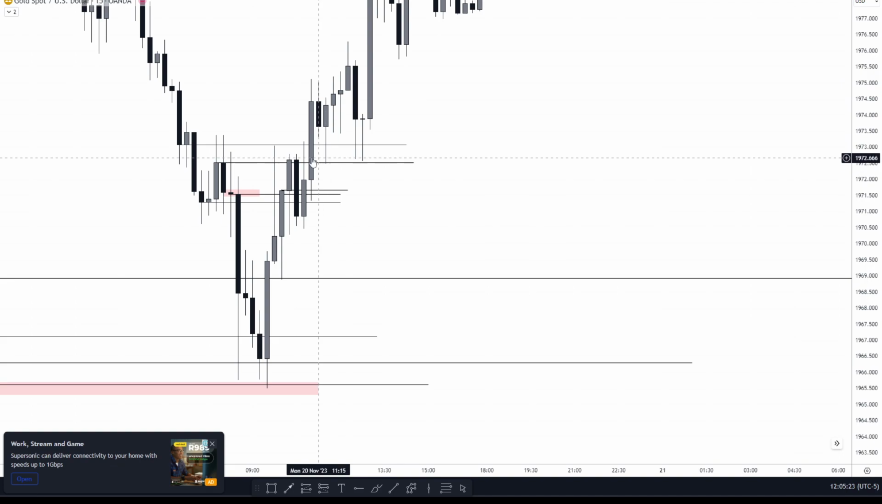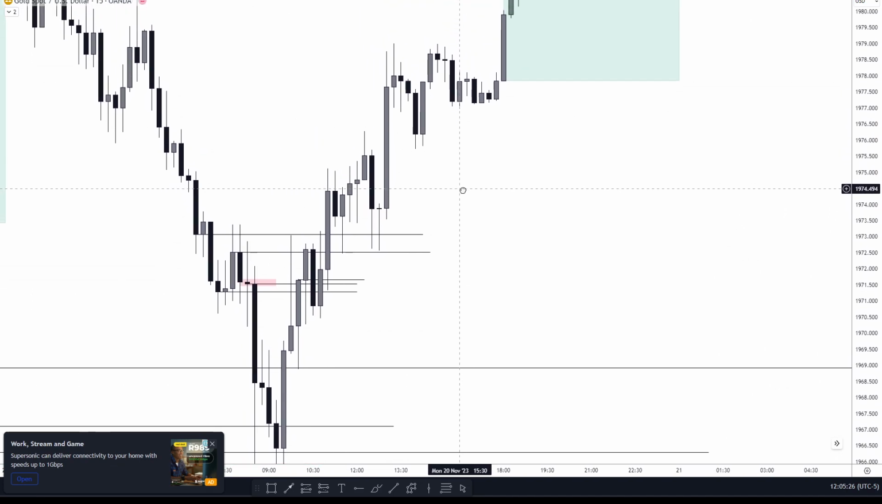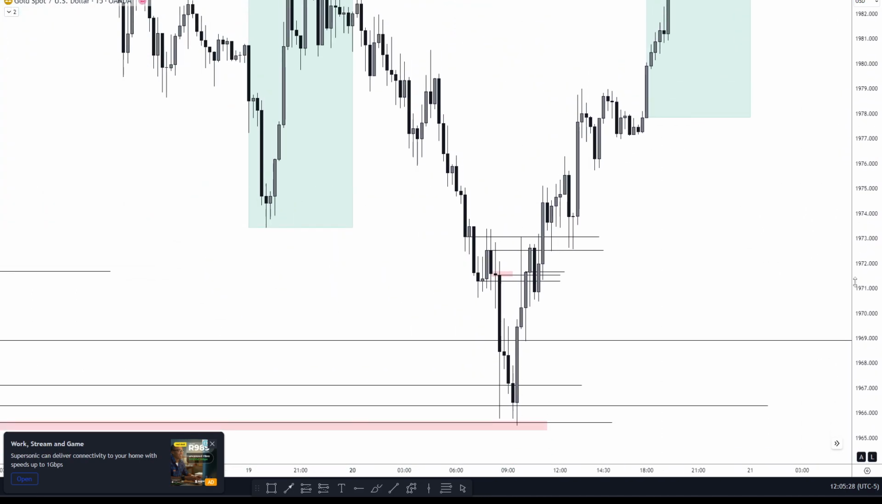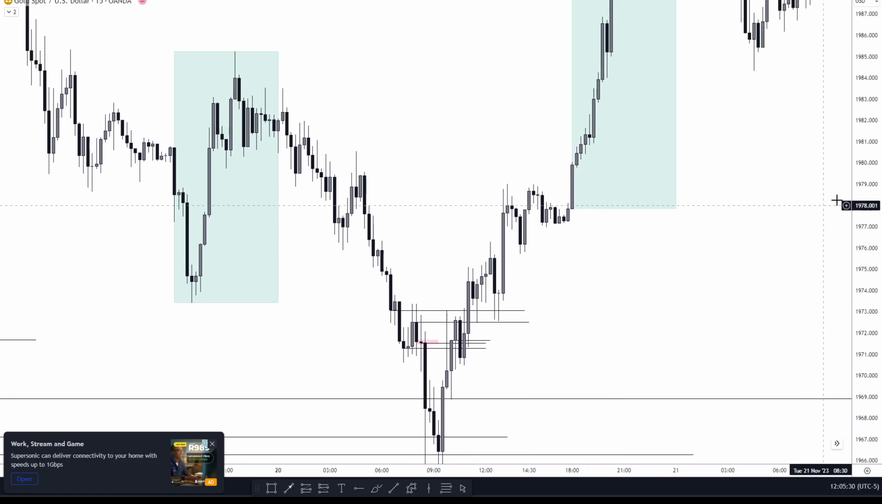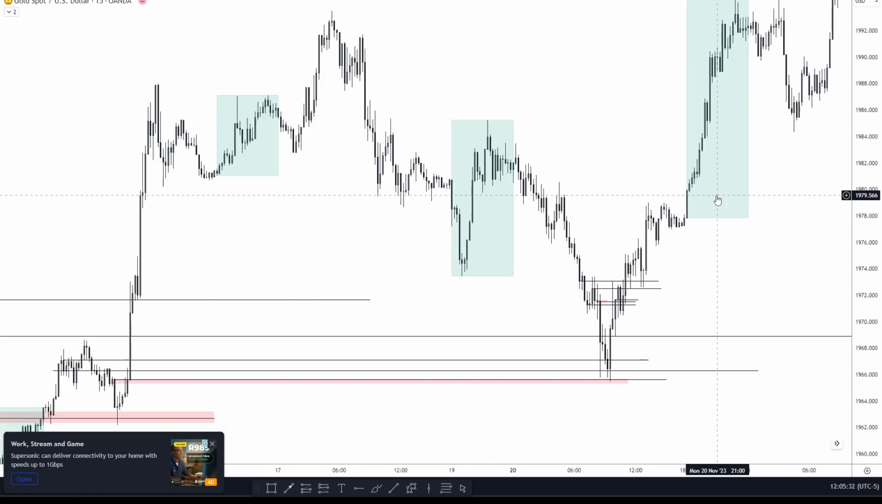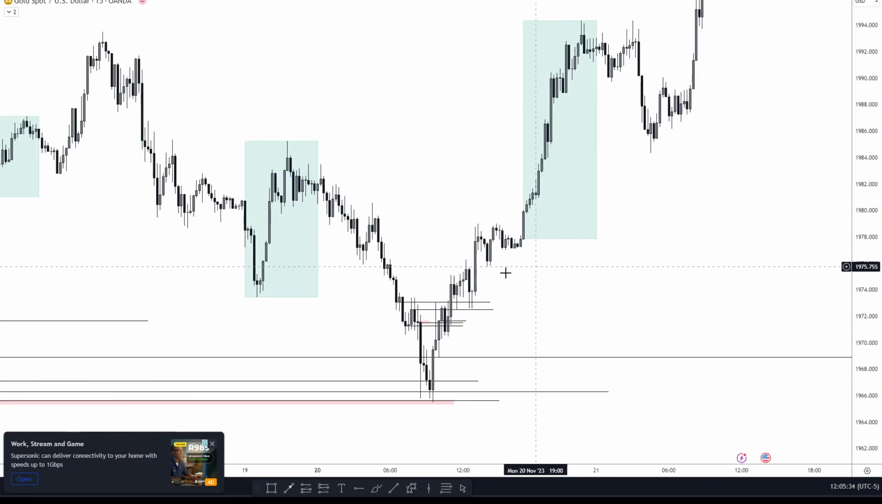It comes back to mitigate this area. Then it starts flying. So I'm holding my entry from here. I did not close it. What I did, I just closed something when we took out this high. Then I'm holding the other part. And this is today. The simple stuff.